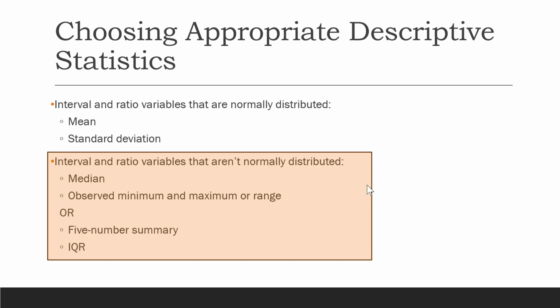And so now if I want to update this slide on choosing the appropriate descriptive statistics, if I have an interval or ratio variable that's skewed or that's not normally distributed or bell-shaped, then I can just report the 5-number summary and the IQR, and that's enough information for me to know the center of that distribution as well as the spread of that distribution. And so you will probably most often, now that we have this information, see the 5-number summary and the IQR provided for data that are not normally distributed.